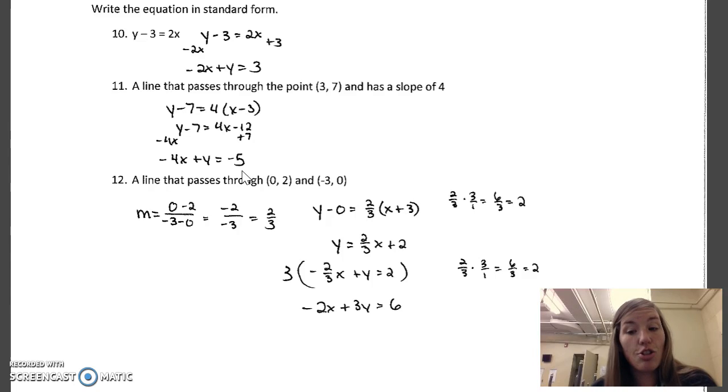Again, you guys should have multiplied by negative 1 to get rid of the negative. I didn't. I'm sorry about that. So your answer really should be 4x minus y equals 5. So hopefully you did that.